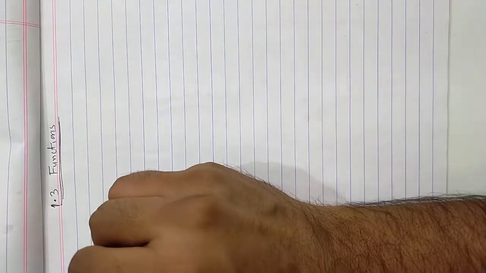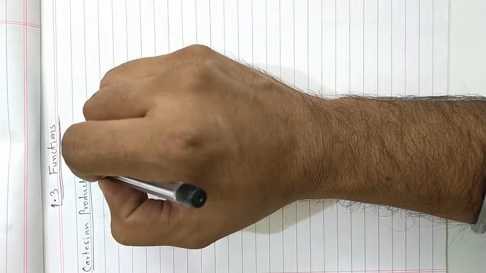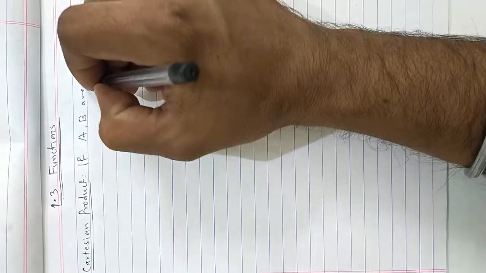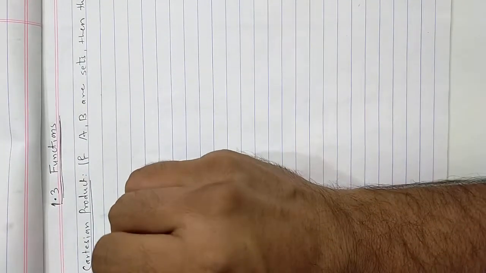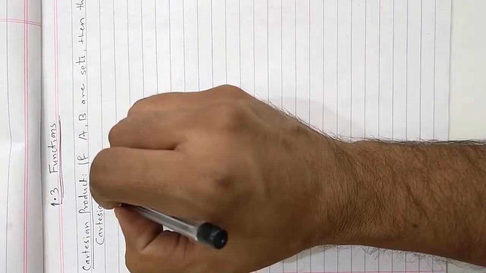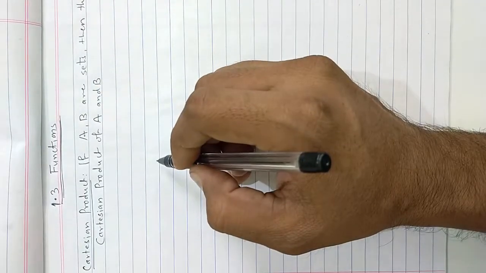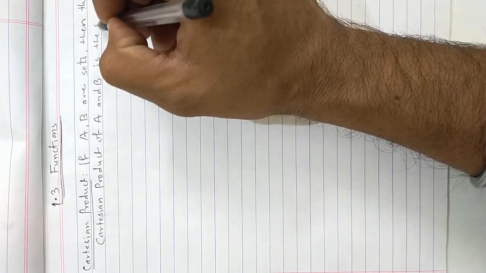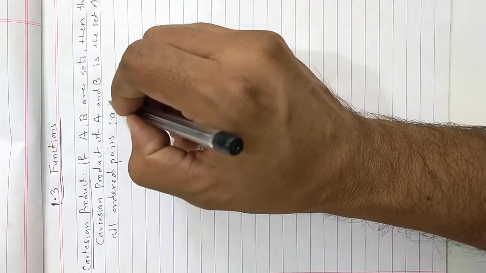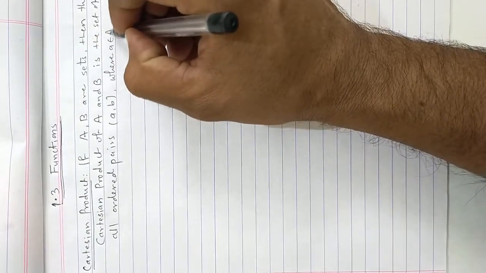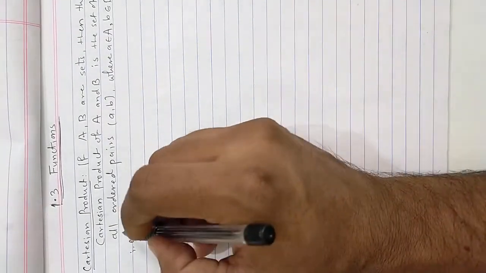So let us recall what the function is and what the Cartesian product is. The first definition, Cartesian product. Let us suppose A and B are sets, then the Cartesian product of sets A and B is the set of all ordered pairs (a, b), where the first element small a is from A and small b is from B. That is how we can write.